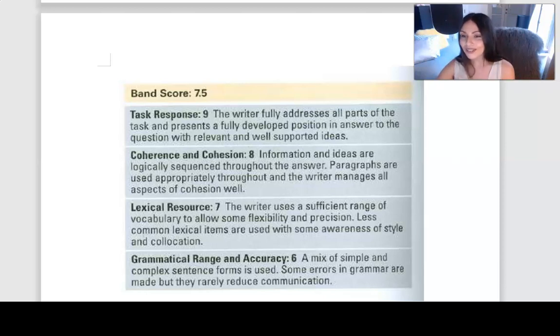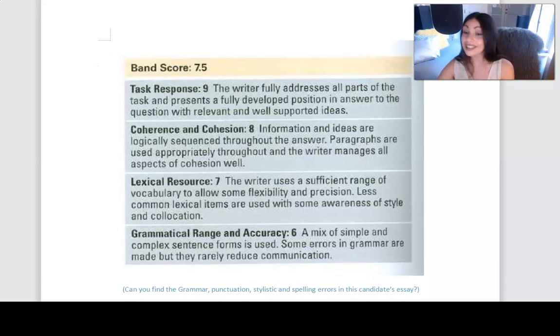So let's have a look at why this candidate needed to improve their grammar, because of course that was the lowest they scored. So this candidate needs some more improvement and practice with their grammar. Let's see if we can identify any grammar, punctuation, stylistic and spelling errors in this candidate's essay. I want you to try to do that now.